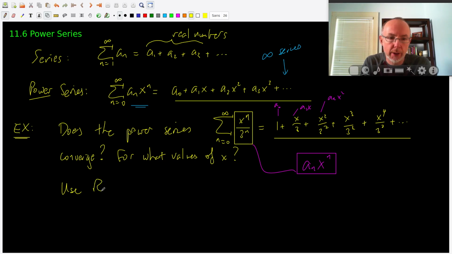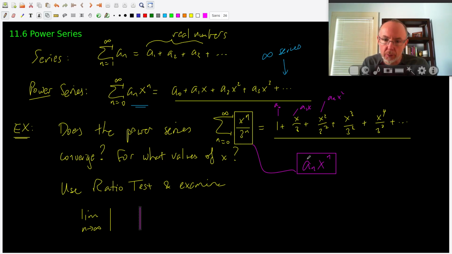So let's use the ratio test, which means looking at the ratio of neighboring terms, right? a sub n plus 1 over a sub n in our notation in the previous section. But the thing is, we've got to look at this entire term. So we're going to compare the nth term in this power series, which is a sub n x to the n, with the n plus 1th term in the power series, which is a sub n plus 1 x to the n plus 1, right? Those are the two terms in the power series that are neighboring. And so it's the ratio of those terms that we're interested in.